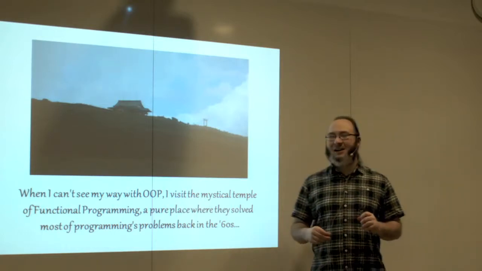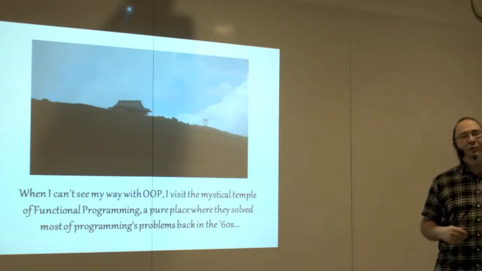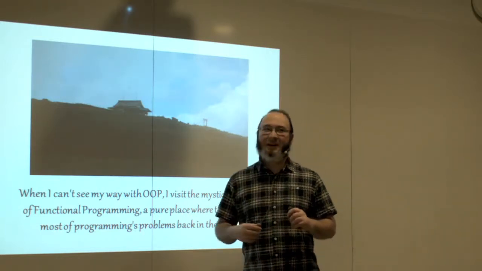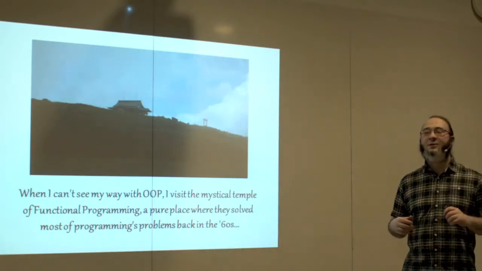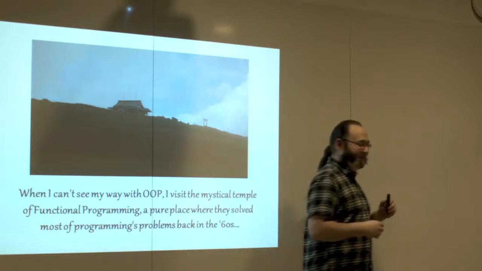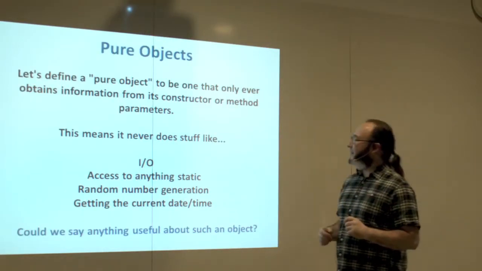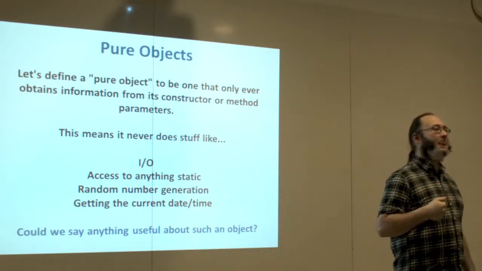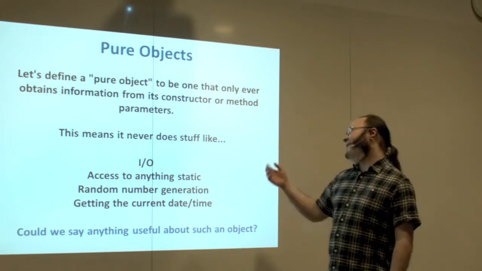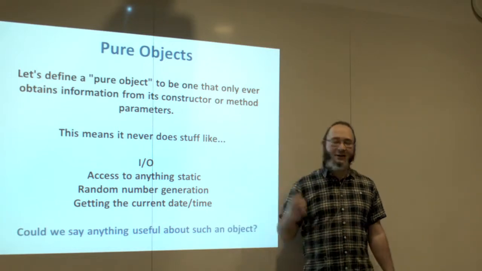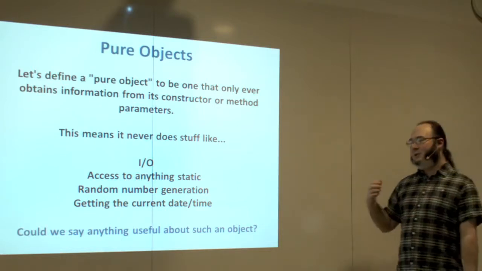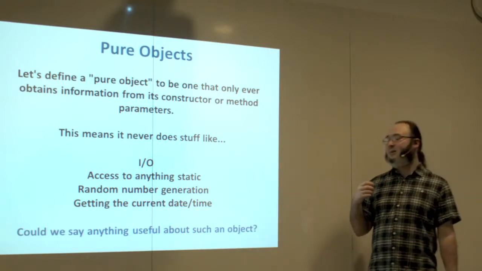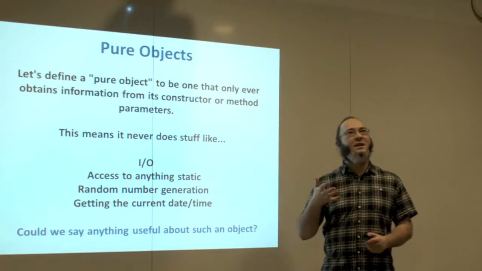So sometimes I've found that even when working in very OO code, you can get a lot of inspiration from the functional world. After all, every single problem's already been solved in Lisp, apart from nice syntax. So one thing that I realized is we could define this notion of pure objects. An object that doesn't do any I/O or access anything static or do any kind of random number generation or date time. The only thing that this object ever receives in terms of data is stuff that is passed in as parameters. And if we have such an object, what can we say about it?